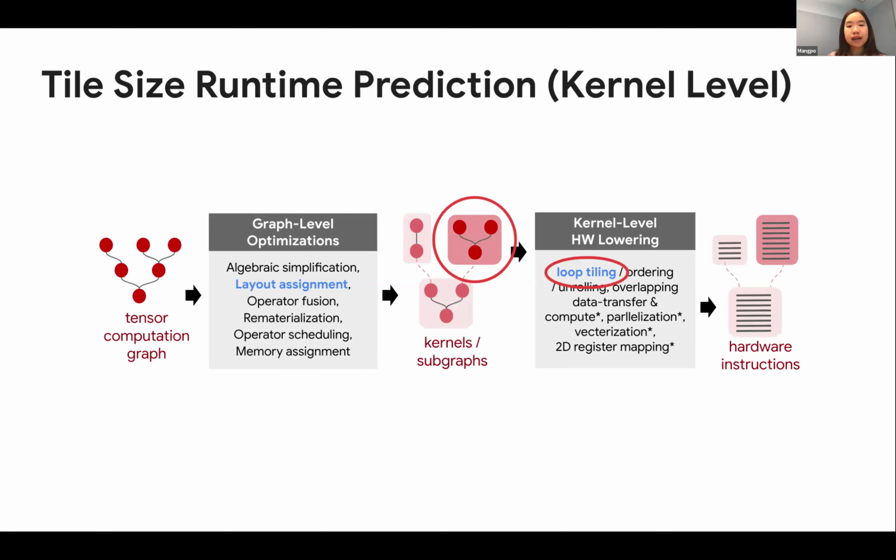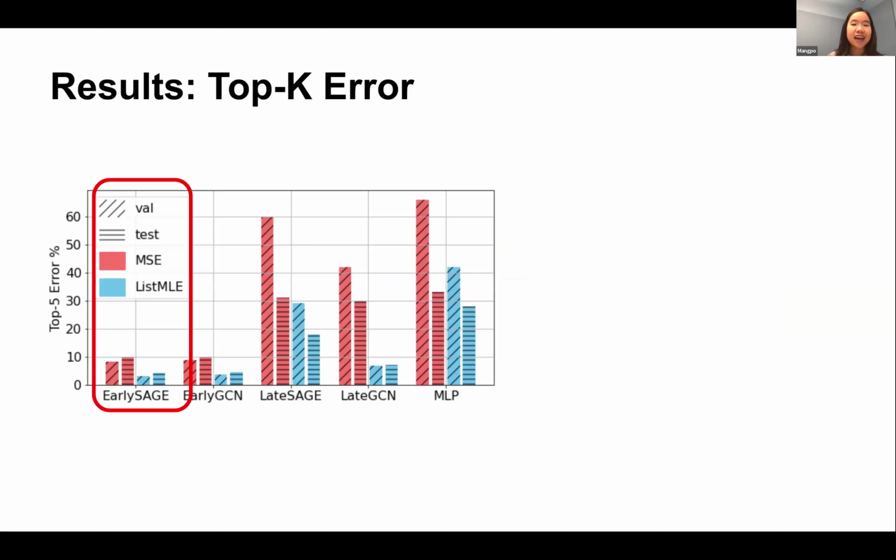And the first one, let's take a look at the results for the learned cost model for tile size. Because here at the kernel level, we deal with much smaller graphs, so it's easier to deal with. So let's take a look. So here is the result. The first, I want you to focus on the first cluster of the bar chart. So this one, we essentially compare the MSE loss with the list MLE, which is one type of ranking loss.